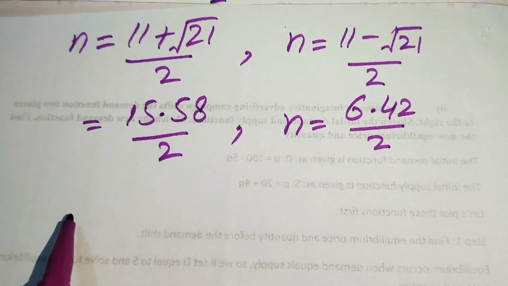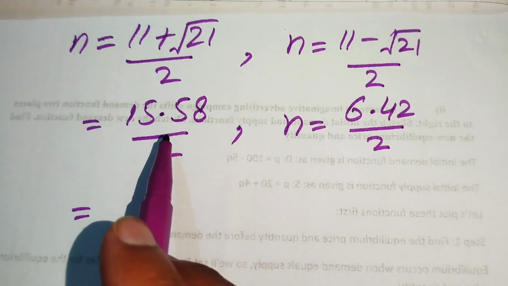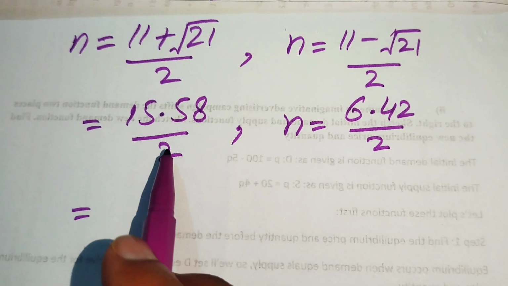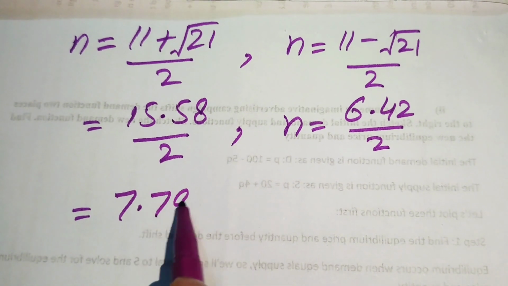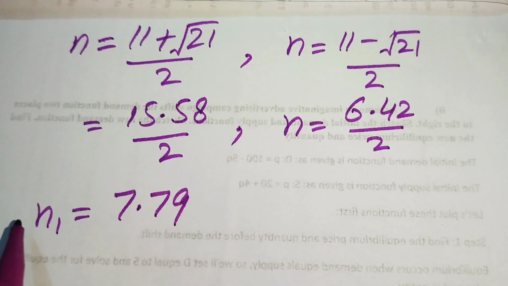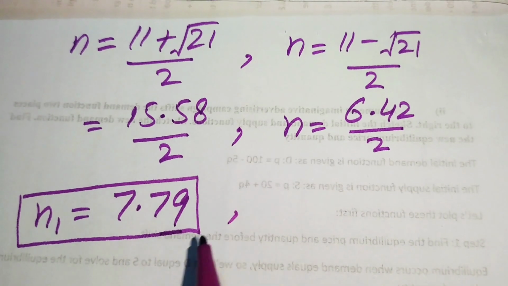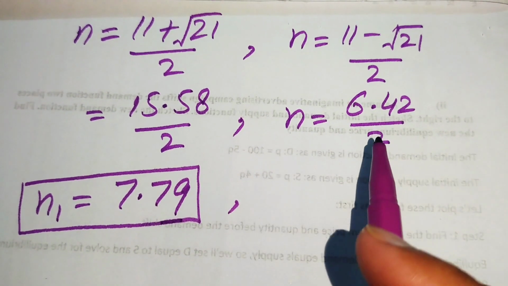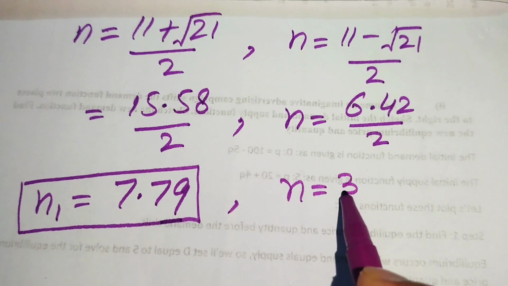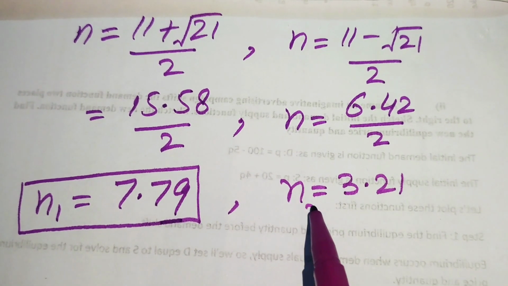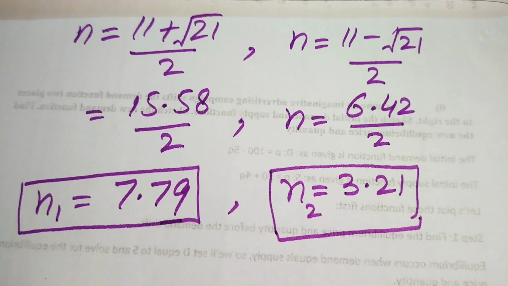And now in the next step, we just divide these two values, and when you divide 15.58 by 2, then we get 7.79. So this is our solution 1 of the given equation, which is in decimal form. And similarly, when we divide these two values, then you get n equals to 3.21, and this is our second solution of the given equation.